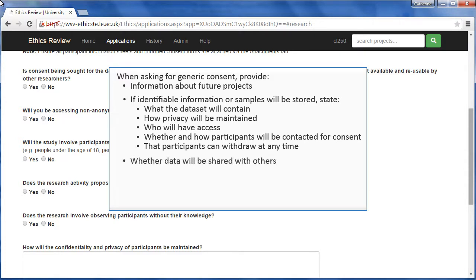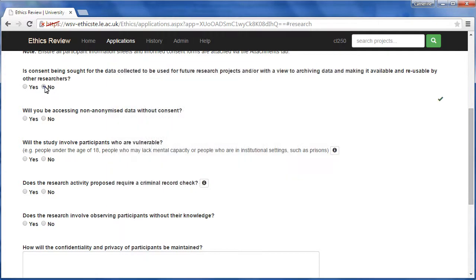Whether data or tissue samples will be shared with collaborators and/or unknown third parties, and where, that is within the UK or abroad. Whether these will be commercial partners, and whether all future projects using the data and tissues will or will not be reviewed by a research ethics committee to safeguard the interests of participants. Please note that reusers of data have the same legal and ethical obligation to not disclose confidential information as primary users.